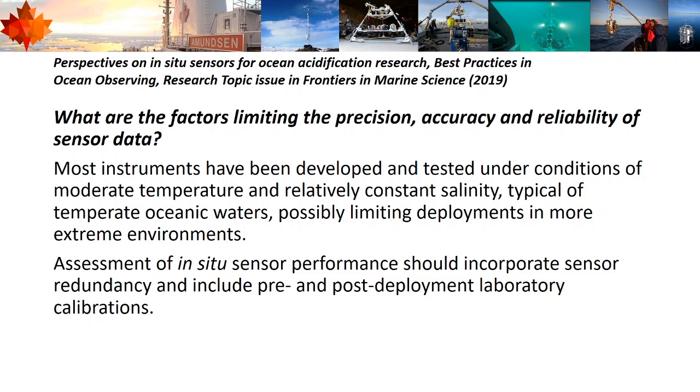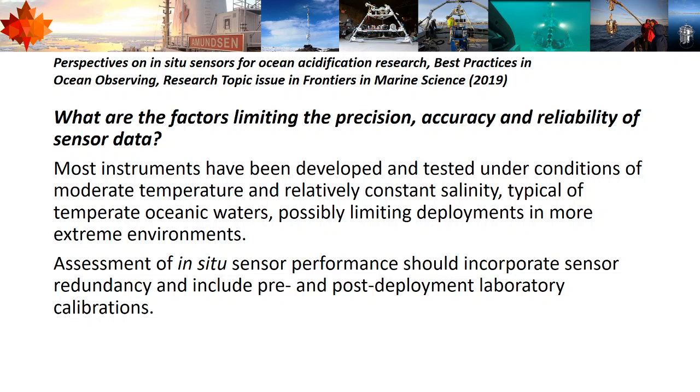Assessment of in-situ sensor performance should incorporate sensor redundancy and include pre- and post-deployment laboratory calibrations. So sensor redundancy, yeah, put 2 pH sensors in if you can. Include biogeochemical sensors. But this pre- and post-deployment laboratory calibration, if your lab isn't capable of doing this, or if your group isn't capable of doing this, then be sure to include the manufacturer in this and try and see if they can do that pre- and post-deployment calibration if it isn't already included in what you paid for when you got the sensor.